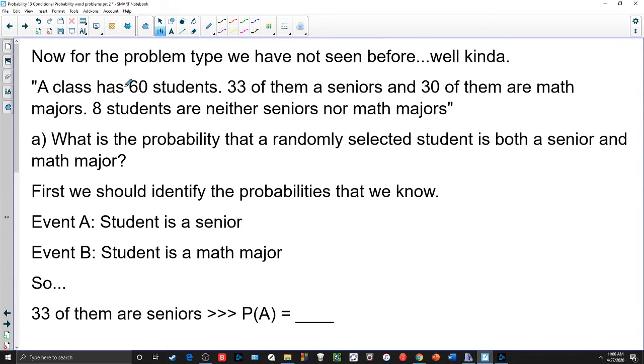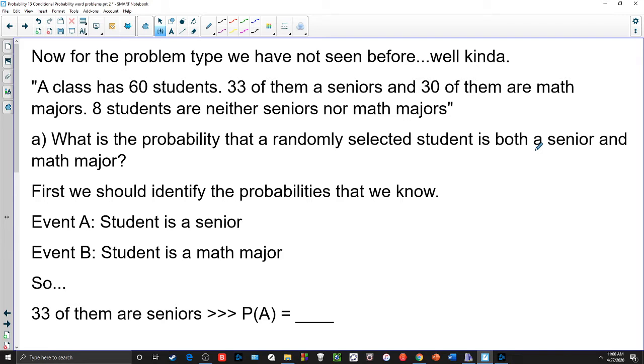So we have a class of 60 students. 33 of them are seniors. I said 33 of them are, not A, but 33 of them are seniors. 30 of them are math majors, and 8 are neither seniors nor math majors. What's the probability that a randomly selected student is both a senior and a math major? So we're picking one student, and we want the probability that he's both a senior and a math major.